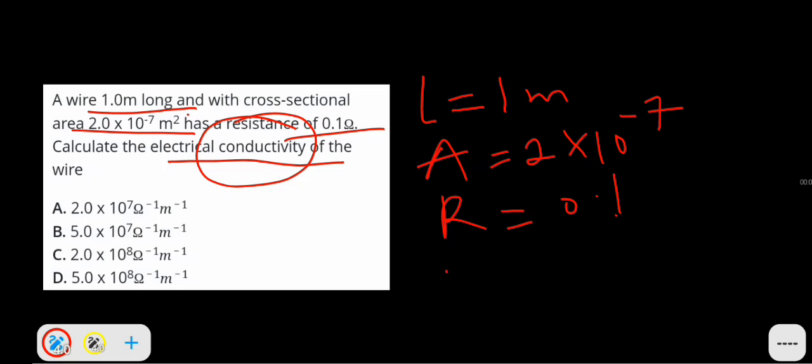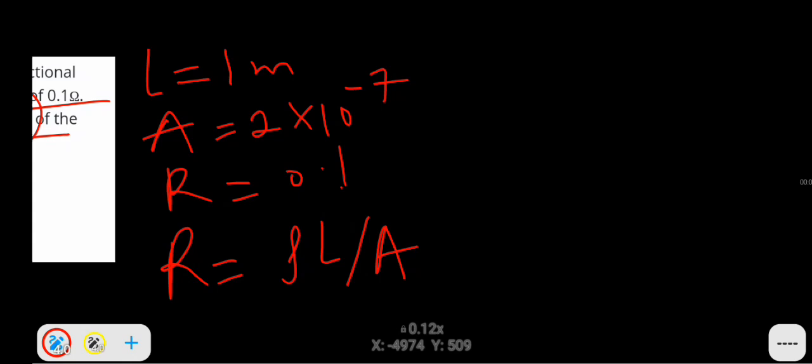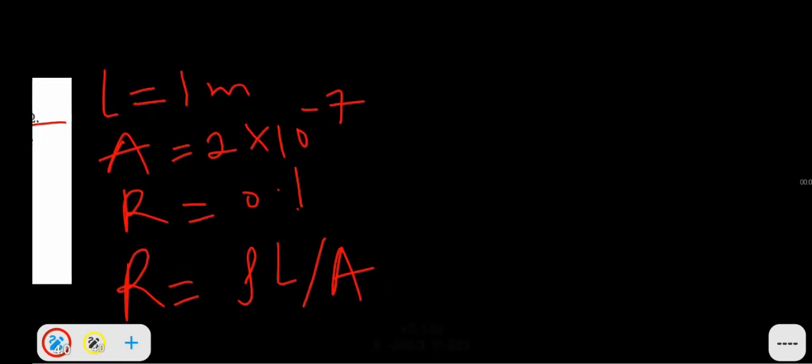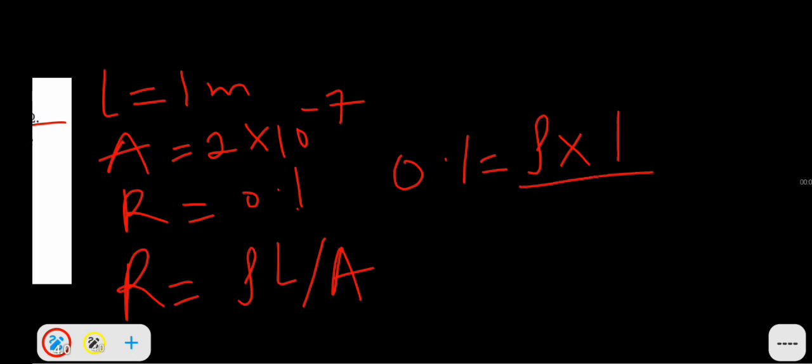Let's put into the formula. R equals to rho L over A. This is the formula for resistance of a material. Then let's substitute the values. R is 0.1, so 0.1 is equals to, you're looking for resistivity, then times the length, which is 1, divided by the area, 2 times 10 raised to the power -7. Take note, in your JAMB, calculator is not allowed, so you need to know how to manipulate this. It's very simple.